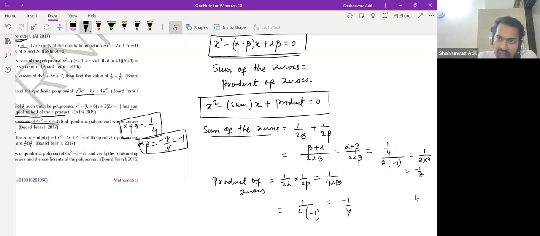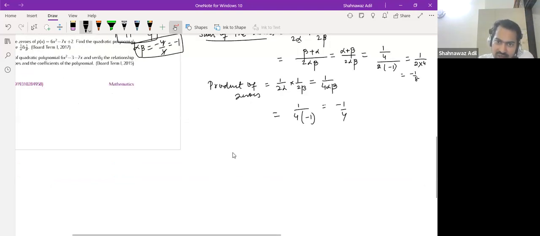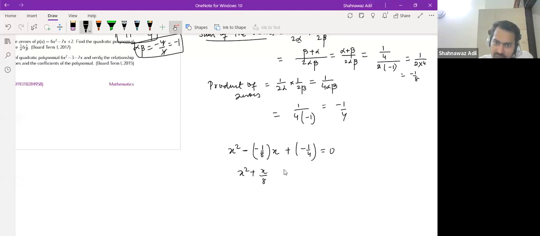So this is the product of the zeros, and the sum of the zeros is minus 1 by 8. So what would be the quadratic equation? x square minus of minus 1 by 8 x plus of minus 1 by 4. So this is x square plus x by 8 minus 1 by 4. So this would be the quadratic equation.